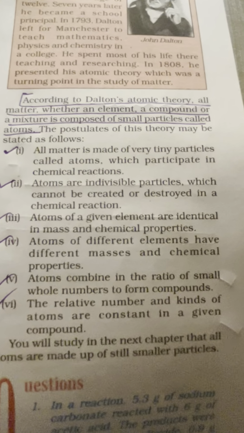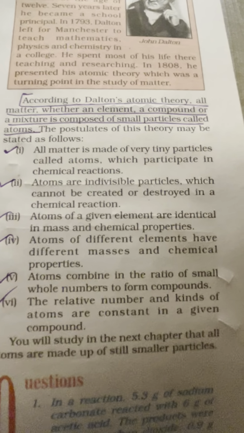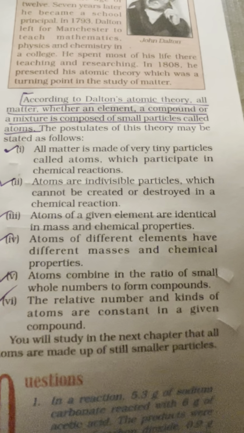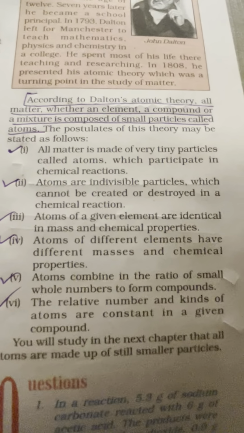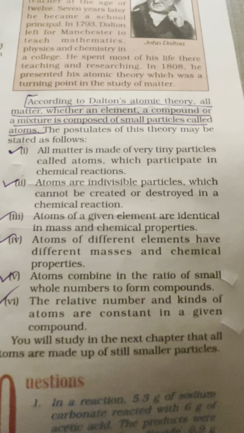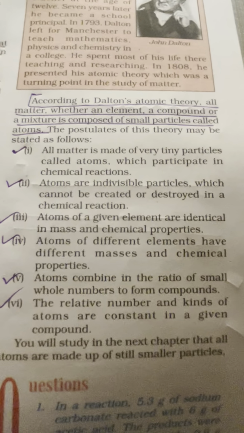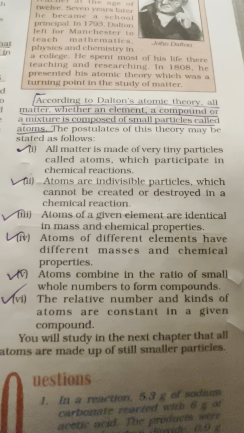Atoms of a given element are identical in mass and chemical properties. Atoms of different elements have different masses and chemical properties. Atoms combine in the ratio of small whole numbers to form compounds. The relative number and kinds of atoms are constant in a given compound. Please read the points again, very important.